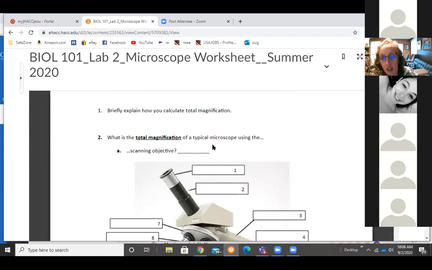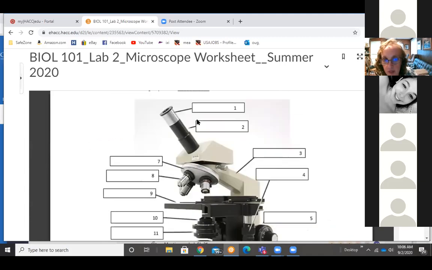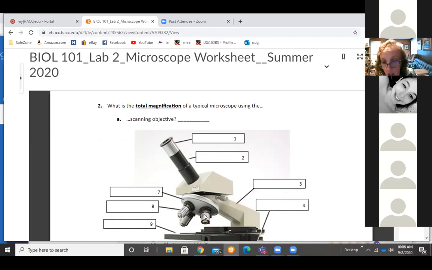What is the total magnification of the typical microscope? The scanning objective, it's about 4x. Oh, the total magnification, sorry. Ocular lens is about 10x. With the scanning objective, it's about 40x. Because the scanning objective is 4. I think it's this one right here. And the ocular lens is 10.